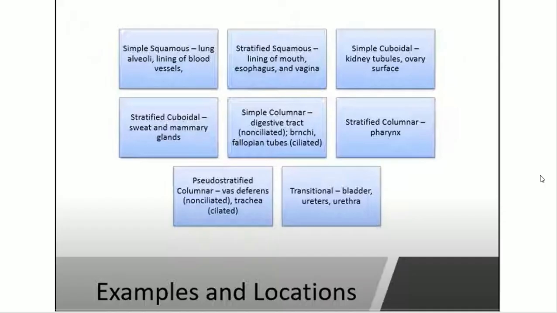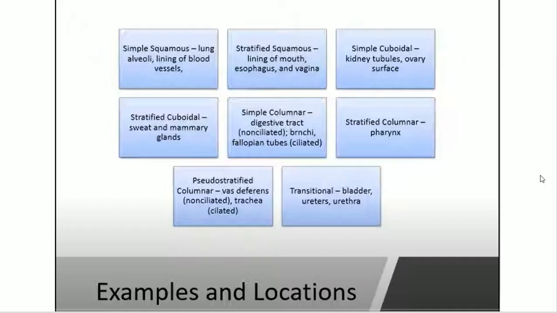Cuboidal cells, simple cuboidal in the kidney tubules and the ovary surface. These cells absorb and excrete a lot. That's what cuboidal cells function in. Stratified as well, in absorbing and excreting. And then we have simple and stratified columnar cells. So columnar, columns, they're tall, they're skinny, they look like columns.